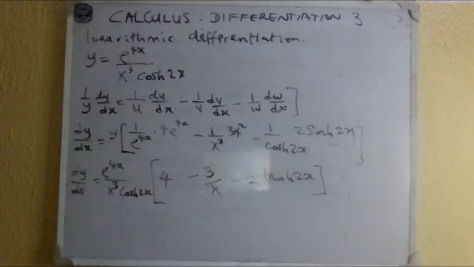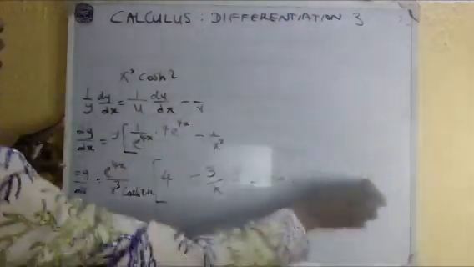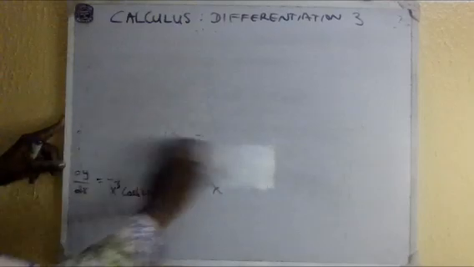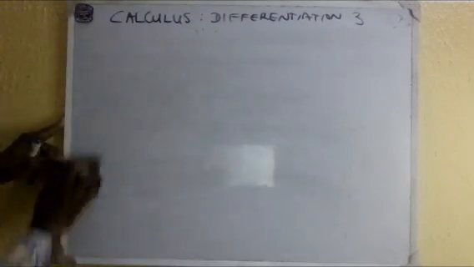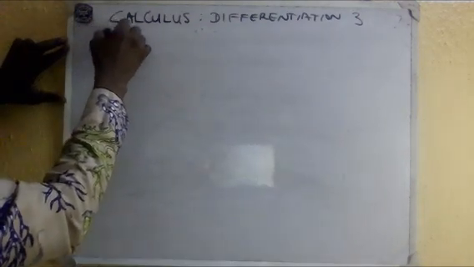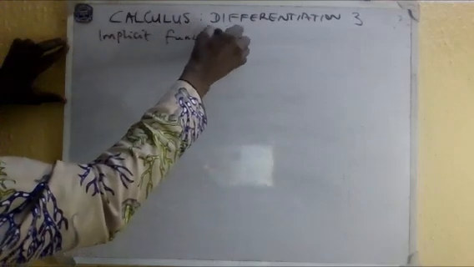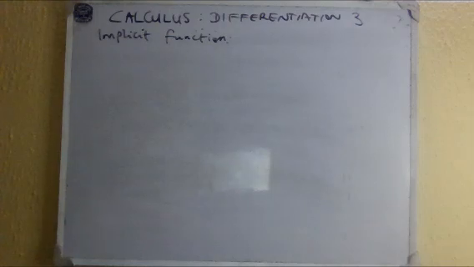All right, so we'll step away from logarithmic differentiation and enter the next one for this video, implicit differentiation or implicit function. When you see an implicit function, how do you differentiate them? First of all, before you even talk about the definition, what is an implicit function? An implicit function is a function where you cannot separate the y and the x.